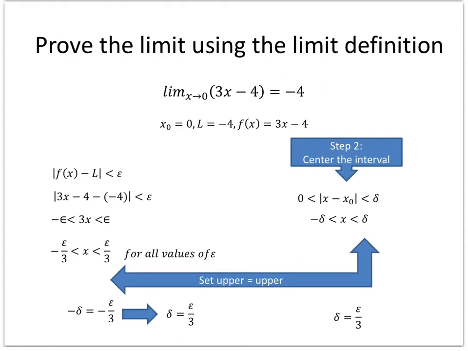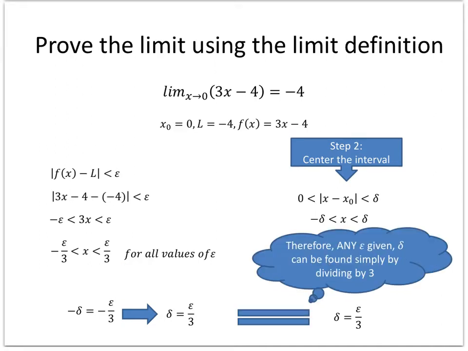Okay, so in other words, it does not matter what value you pick here for your error, for epsilon, this will always be true, and it will always be centered. All right, so you're doing the same exact steps, but just going through a formal proof. And so therefore, for any epsilon given, delta can be found simply by dividing by 3.